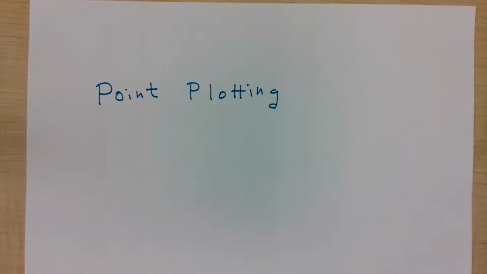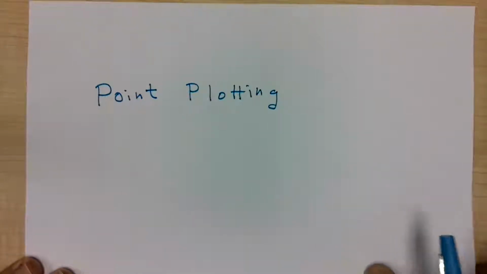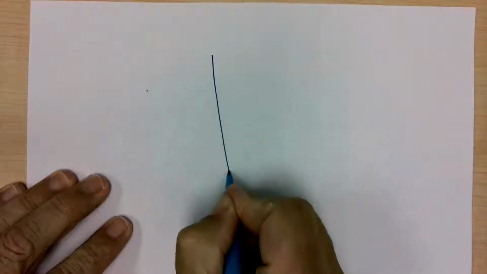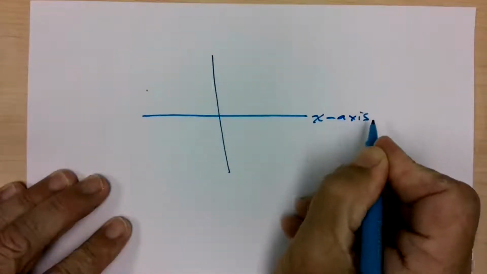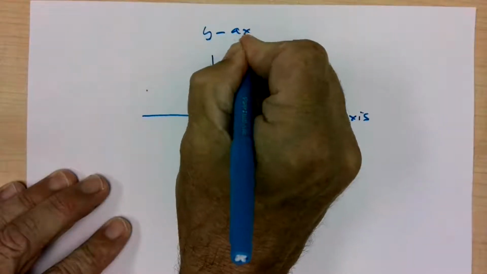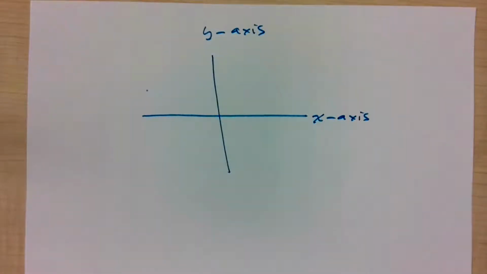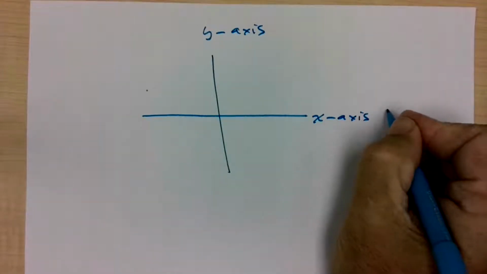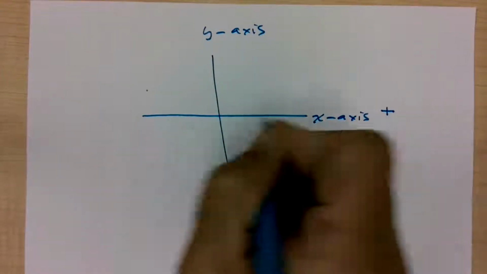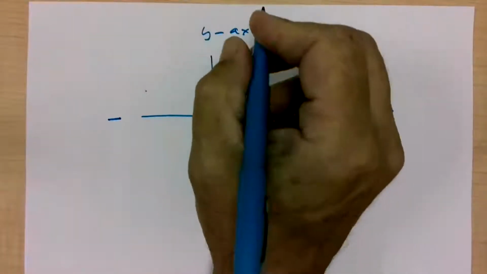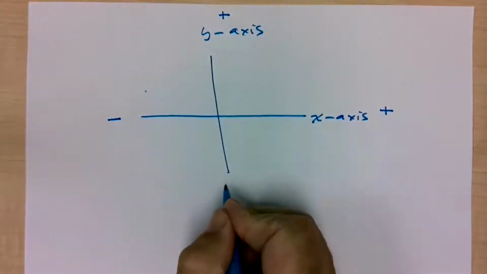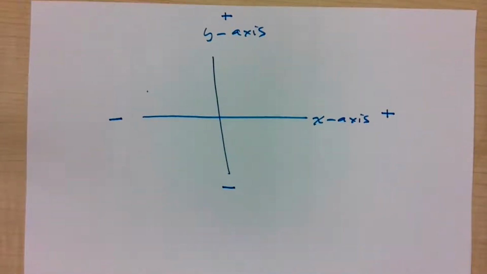Let's give ourselves some basic definitions first. We have a coordinate plane. This is the x-axis in the horizontal direction, and this is the y-axis in the vertical direction. This is the x-axis positive side to the right, x-axis negative side to the left, y-axis positive side up, y-axis negative side down. And our interest is in plotting points.